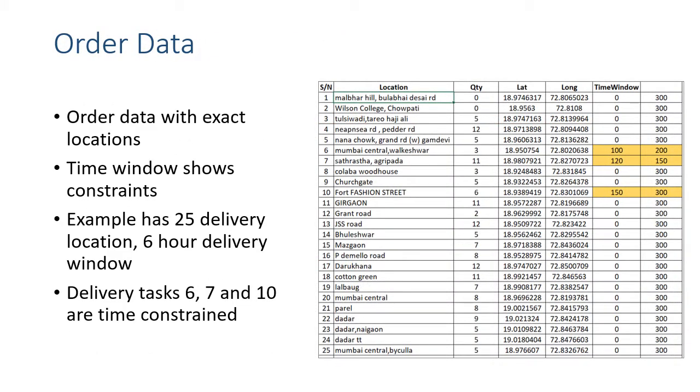Here we have taken an example of order data. You will notice that we have the exact lat-long of every delivery point. This data is from Mumbai, India. You will also notice certain time window constraints that we have put, which means you cannot deliver at this particular location other than between these times. This is very much a reality for so many different locations such as malls, etc.